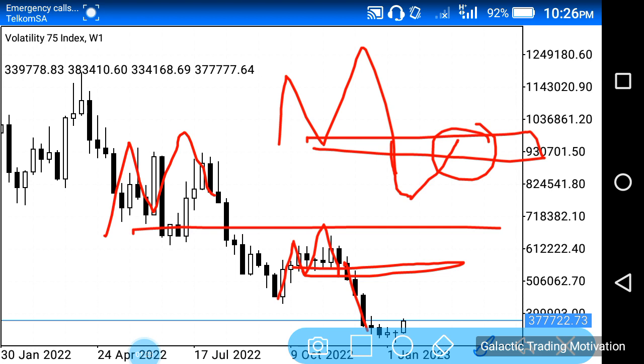So similarly, it would be great if we got to see price revert to around this level, and at this level is where we would look for potential selling opportunities. We're not just going to sell, we're going to look for potential selling opportunities, right?